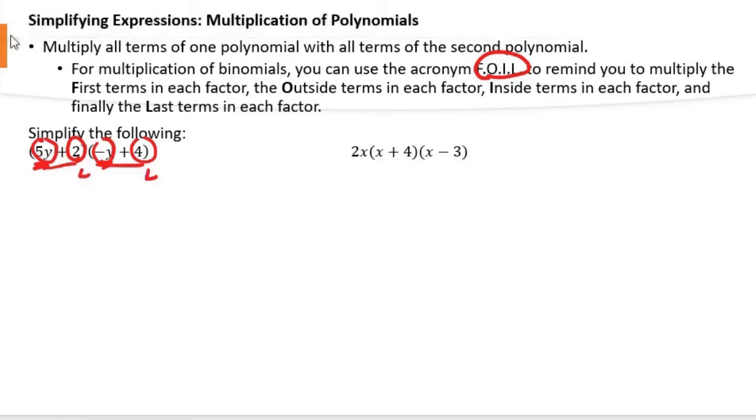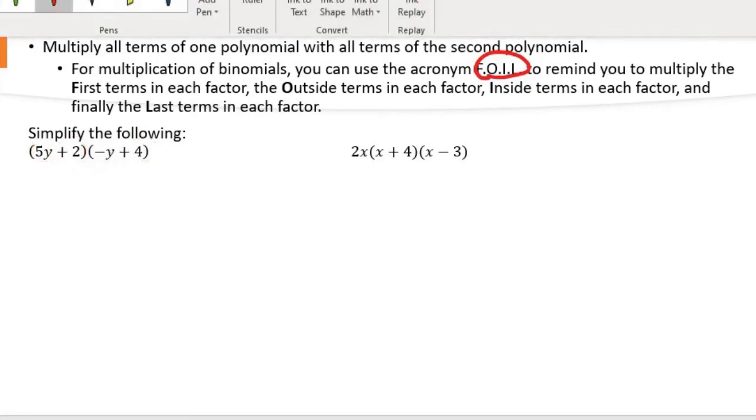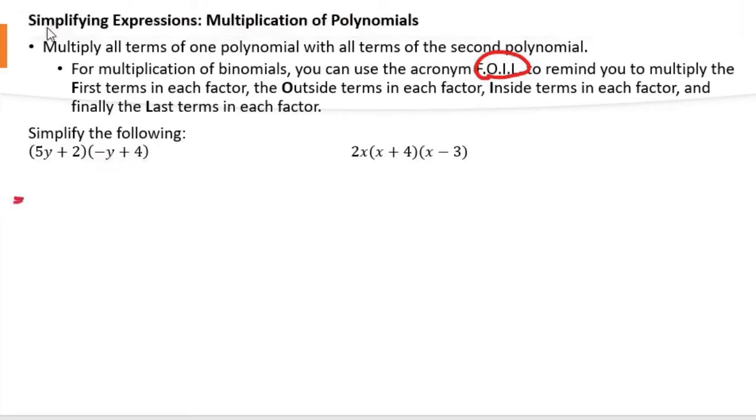Let's see what that actually looks like. So let's tidy this up a little bit. Now remember that this only works for two binomials. Okay, first, 5y times negative y. Don't forget your exponent rules. That gives us negative 5y squared. 5y times positive 4 is positive 20y.